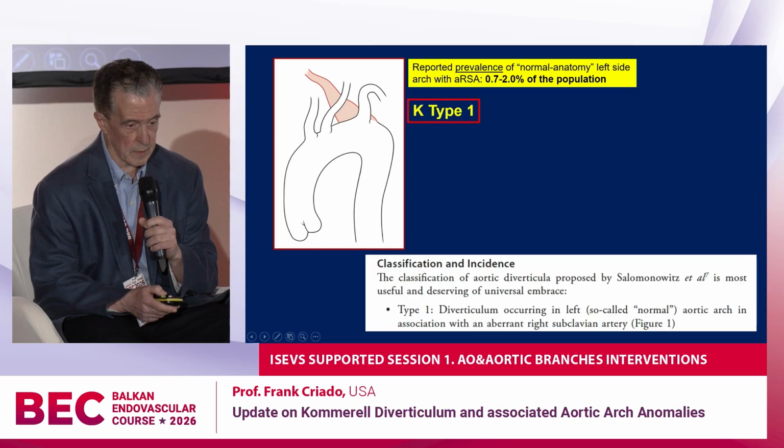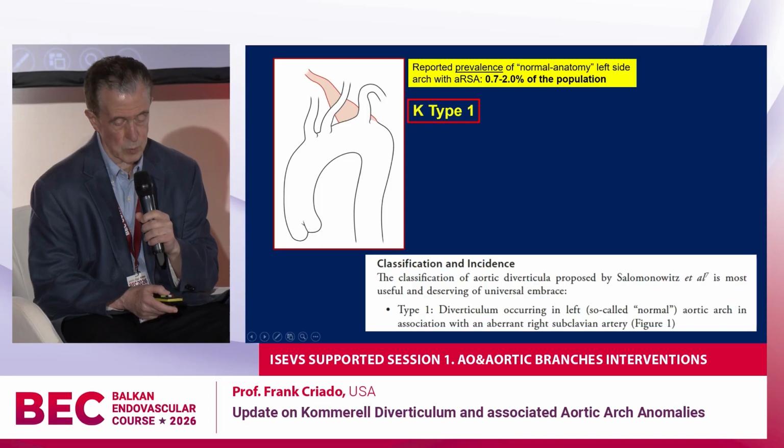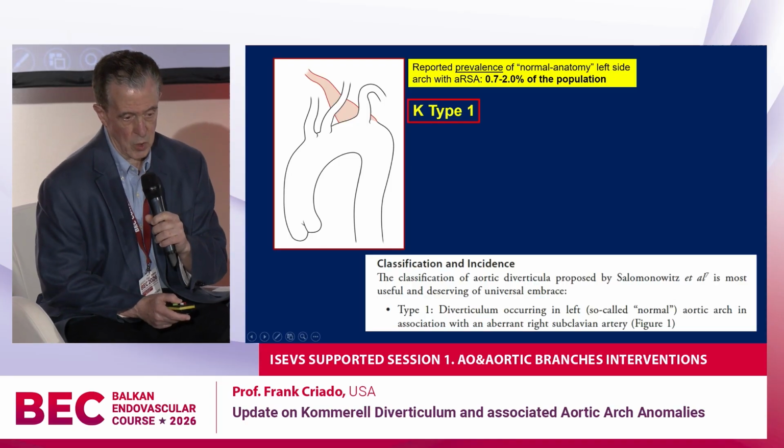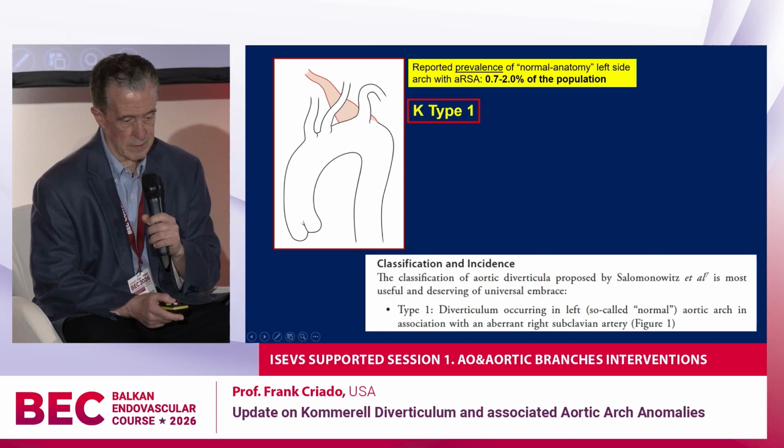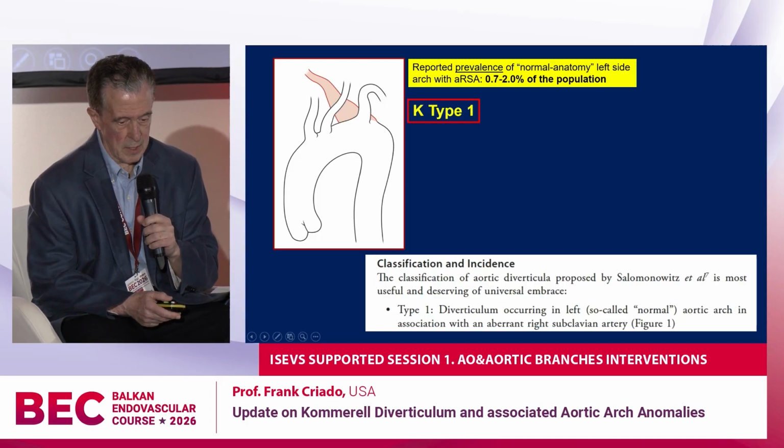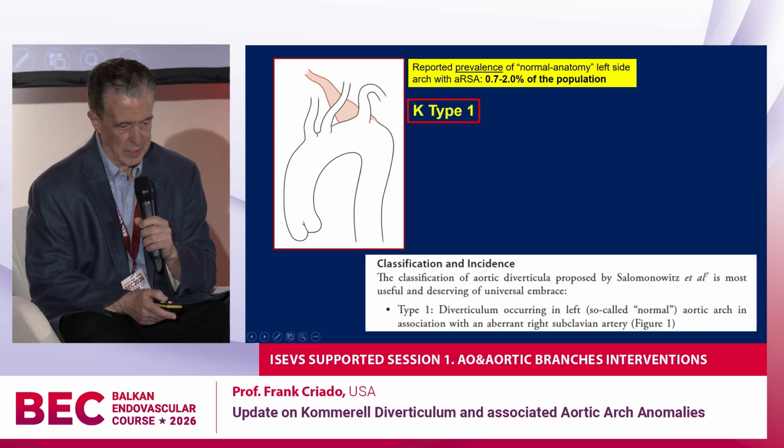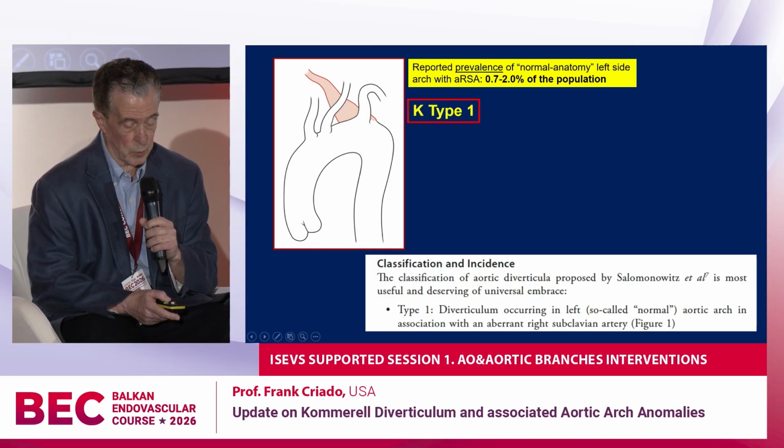Good to know. The reported prevalence of this particular configuration is 0.7 to 2%, and that's what is now being called Kommerelli type 1. This is the classification proposed by Salomonowitz in a paper, and it is the most reasonable way to classify these lesions. So K type 1 is associated with a so-called normal anatomy of the aortic arch, and it is, of course, associated with an aberrant right subclavian artery.